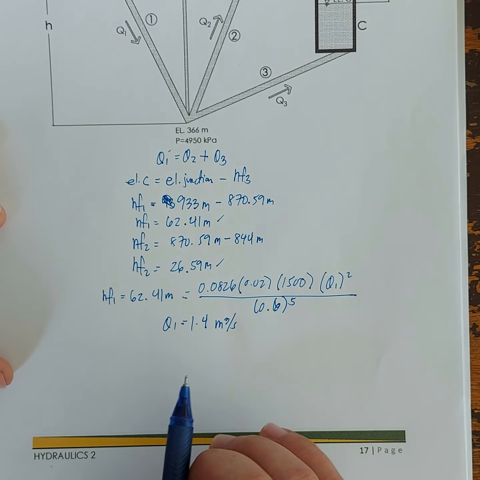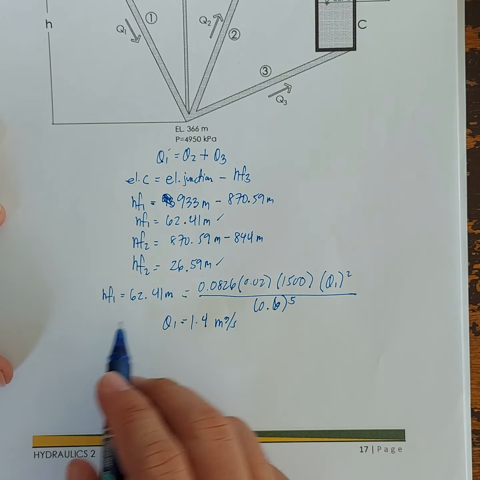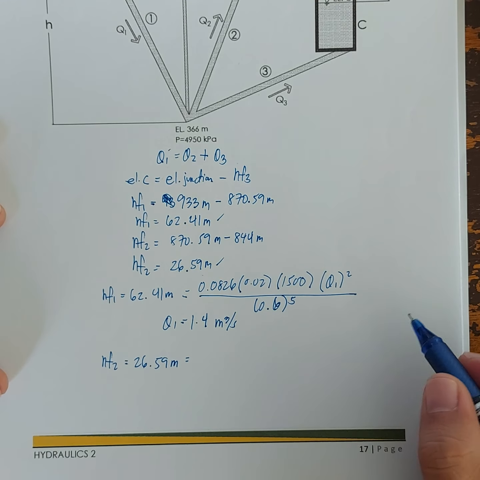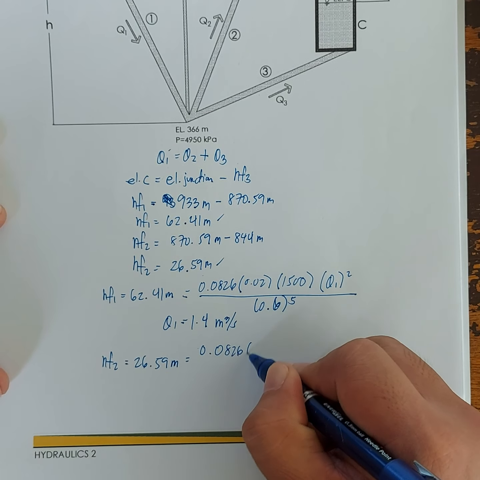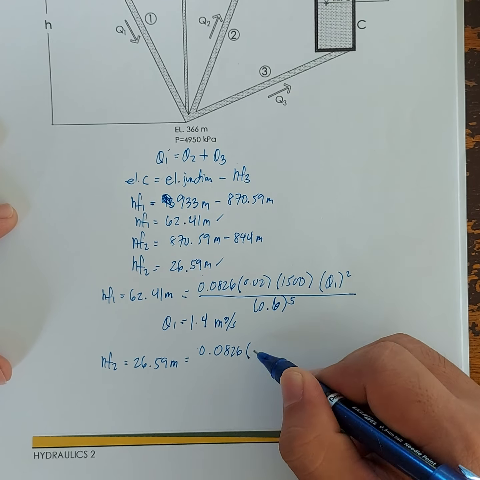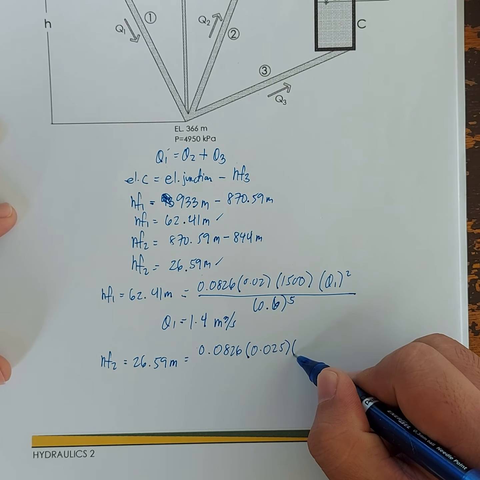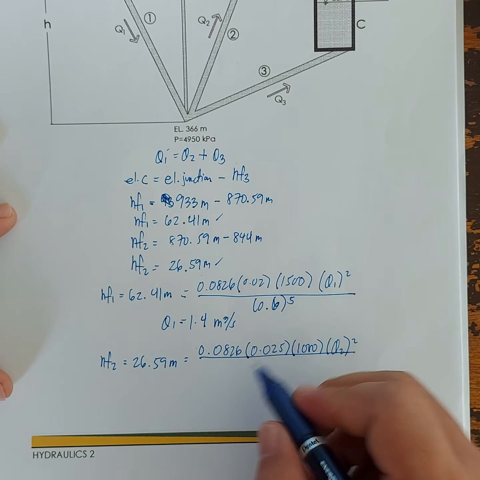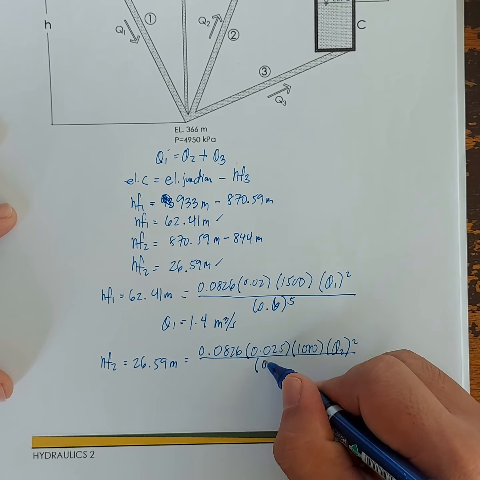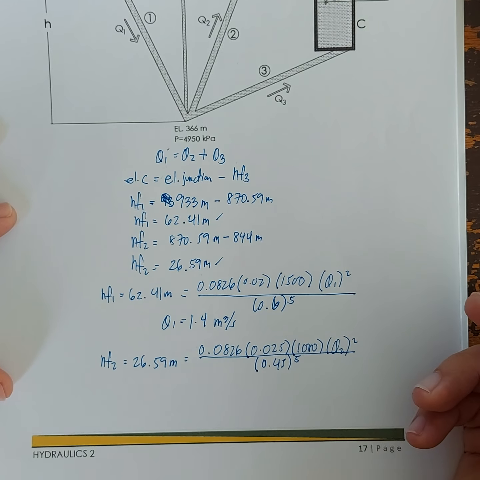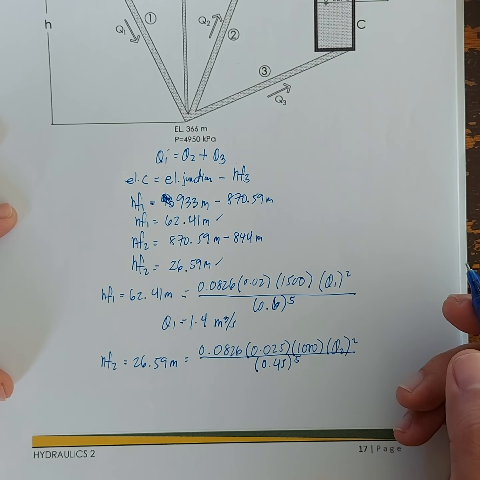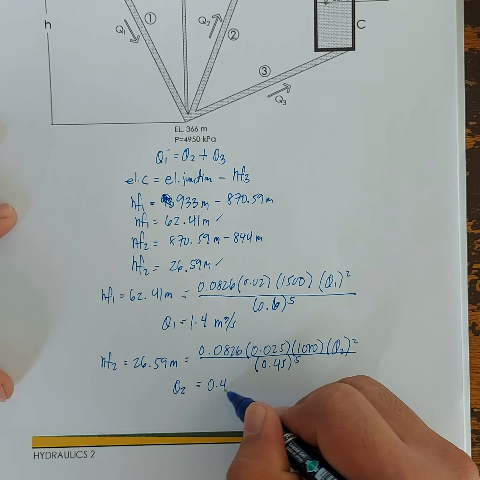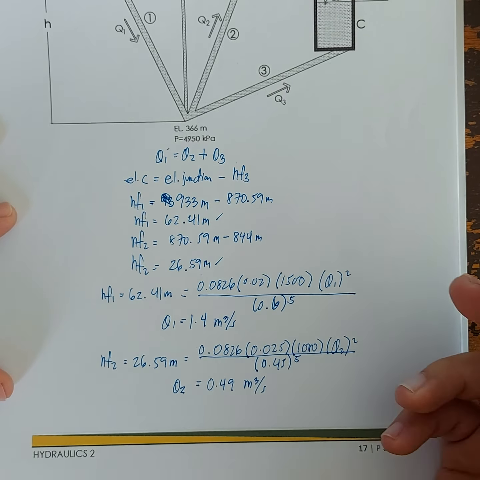And Q2 can also be solved using our HF2. So HF2 is equal to 26.59 meters. That is equivalent to 0.0826 times F, 0.025, the length is 1,000, times Q2 squared all over D2 raised to 5. D2 is 0.45 raised to 5. Is it? Yeah, I think so. Q2 then is equal to 0.49 cubic meters per second.